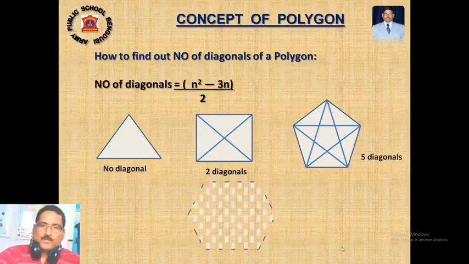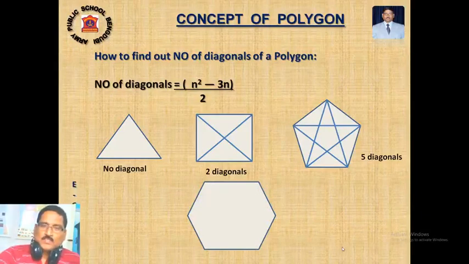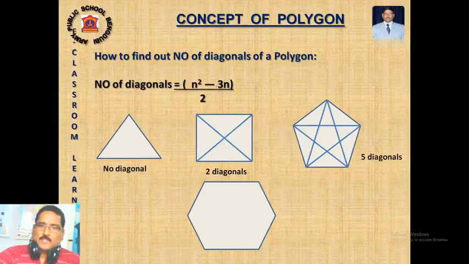Okay, now another example, hexagon, 6 sides. The 6 sides means 6 sixes are 36, minus 3 into 6 means 18. 36 minus 18 is what?